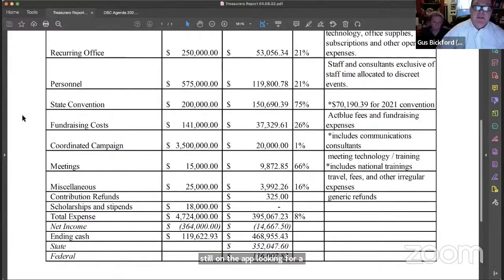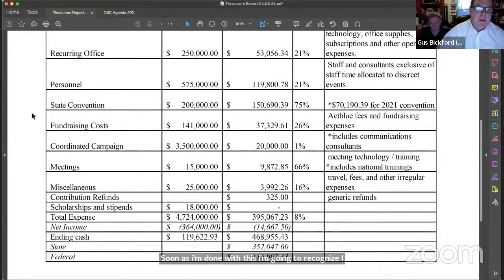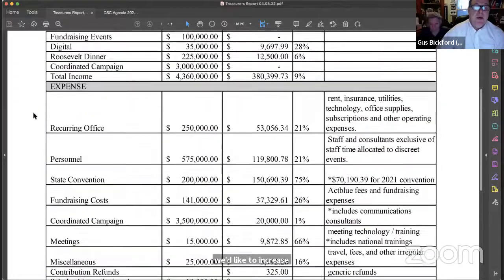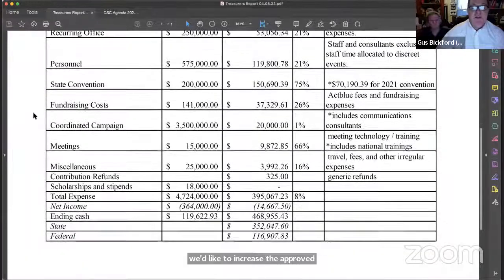State convention. As soon as I'm done with this, I'm going to recognize, I believe, Martina Jackson, who is going to make a motion. We'd like to increase the approved expense for the conventions to 270.